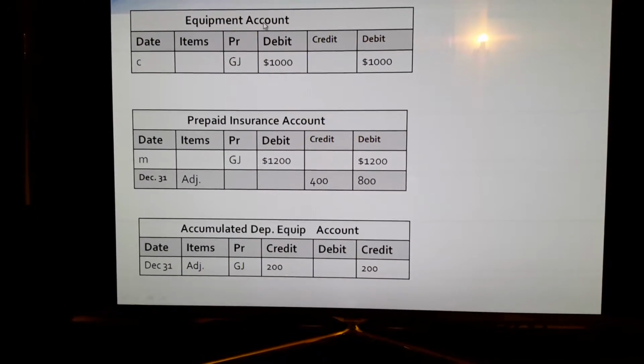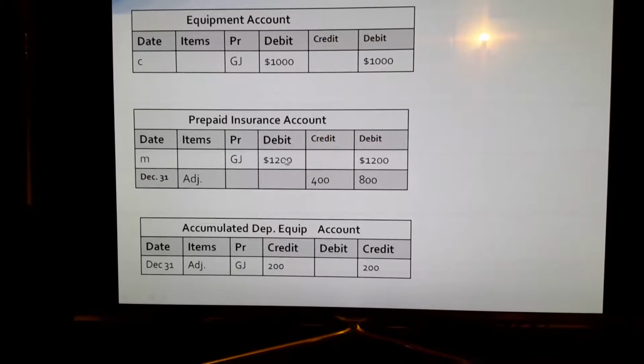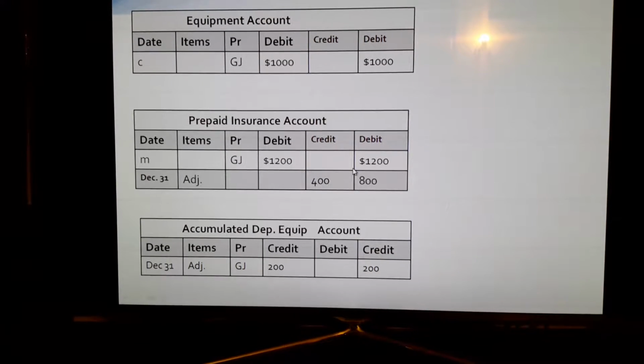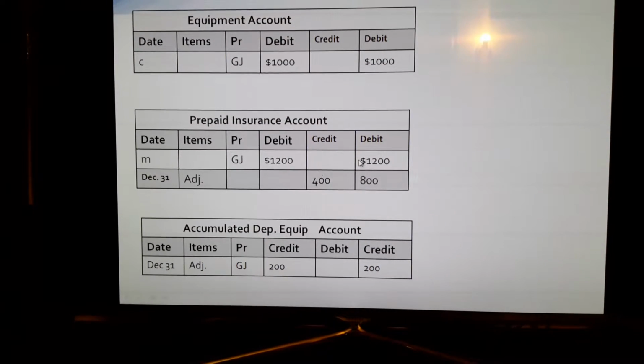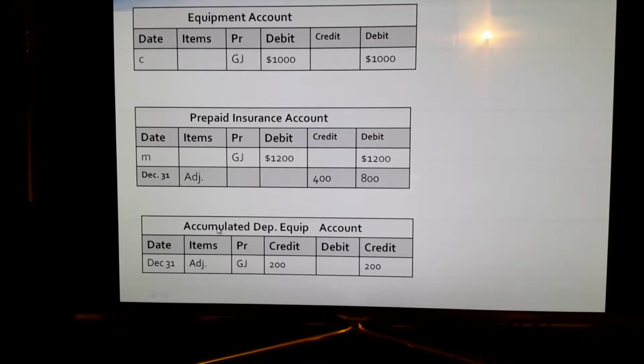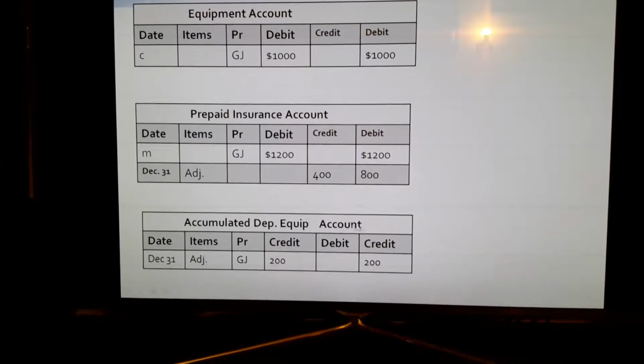Continuation. This is our equipment account. We purchase the equipment for 1,000. So this is the amount. Prepaid insurance. We prepaid insurance for 1,200 for 3 years. This is it. This was the adjustment. Accumulated depreciation.